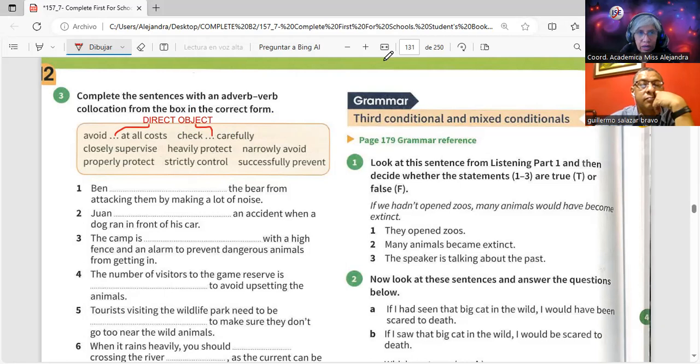Is there an expression there that you don't remember, that you don't get? No, it's okay. So let's use them here. Ben the bear from attacking them by making a lot of noise.